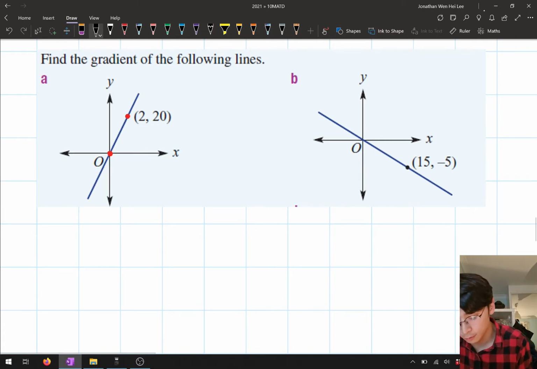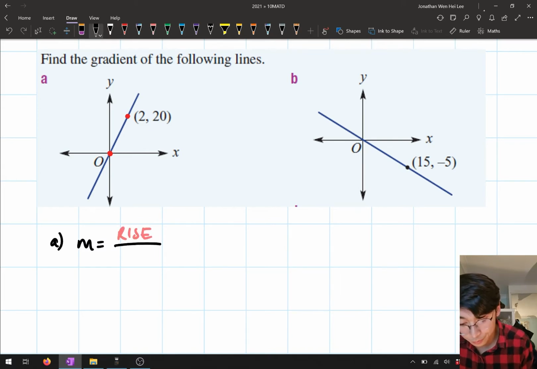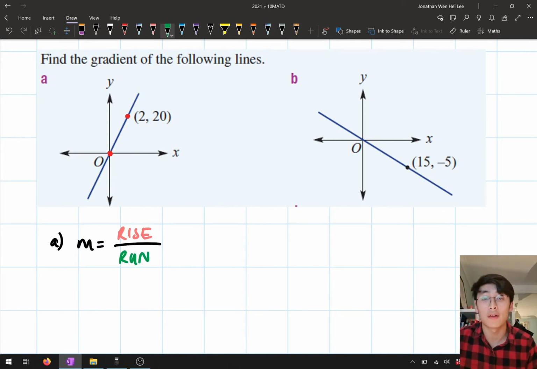So I'm just going to write the formula, m is equal to rise over run. So once again, just like we did before, we're going to start from our left and we go to our right. Now, I start from origin O. Now, origin has a coordinate of (0, 0). And we're going to look at the rise. Now, the rise is the y coordinate. How many units do we need to go up by?